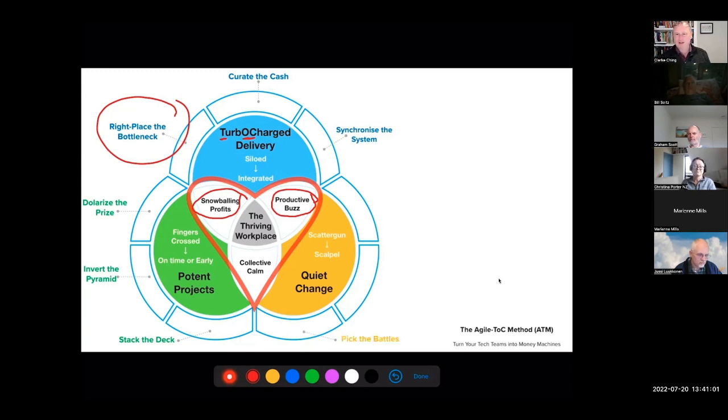And quiet change: pick your battles. Don't change everything. If you're going to win the war, try and avoid battles altogether. But if you're going to have battles, pick them carefully and judiciously and build the trust. If you're changing stuff, you want to do it in a way where people don't go, oh, I'm going to lose my job if I talk to that change manager. You want to build trust.